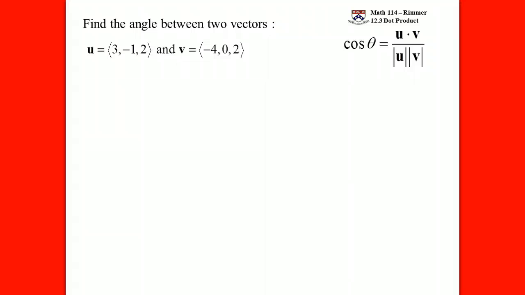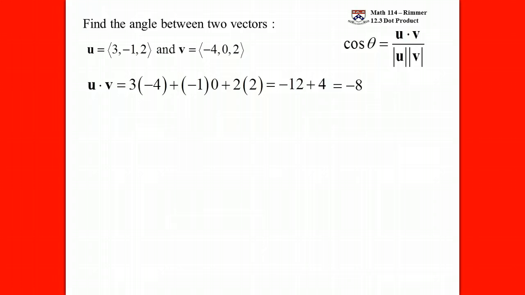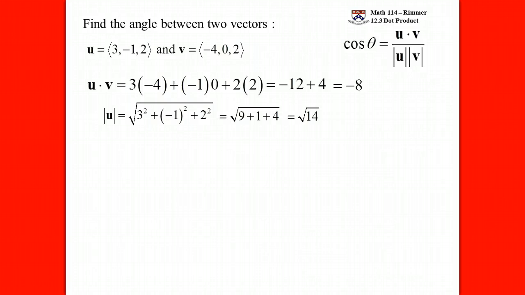Dot product between those two vectors would be what? Negative 10? Or negative 8, sorry. So we get negative 12, and we add on 4. Yeah, negative 8. The magnitude of the vector u, we square the 3, we square the negative 1, we square the 2. That's 14, and we take the root of that. The magnitude of the vector v, we square the negative 4, we square the 2, and we get 20.